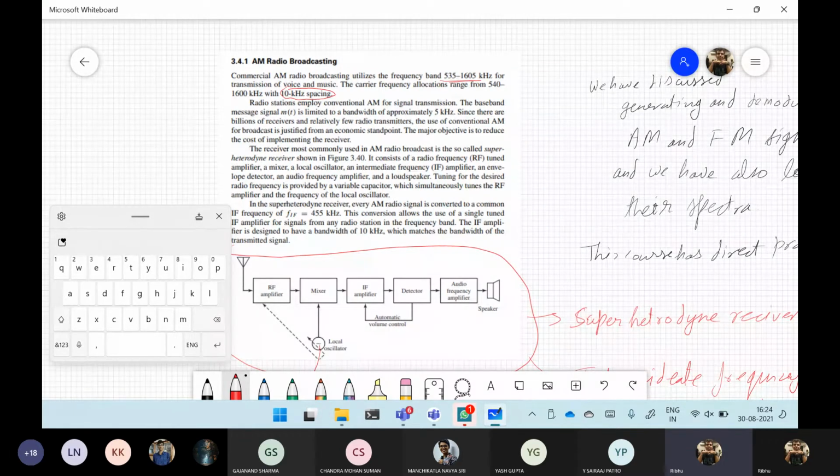Radio stations employ conventional AM for transmission. The baseband message signal is limited to a bandwidth of 5 kilohertz, which is barely good enough for voice. And so practically you choose this IF to be 455 kilohertz. Answers your question, Yash? Yes, sir. Great.